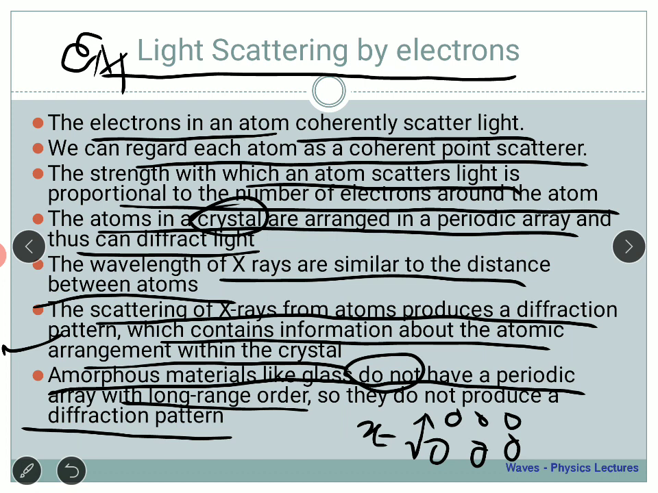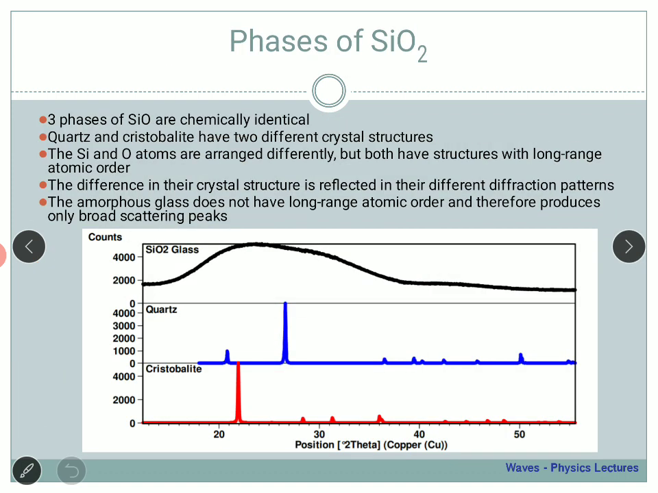So in a crystalline material we have long range order of the atoms, and in an amorphous material we don't have a long range order of the atoms. There might be some order, but it will be for a very short range. So let's do some comparison here.